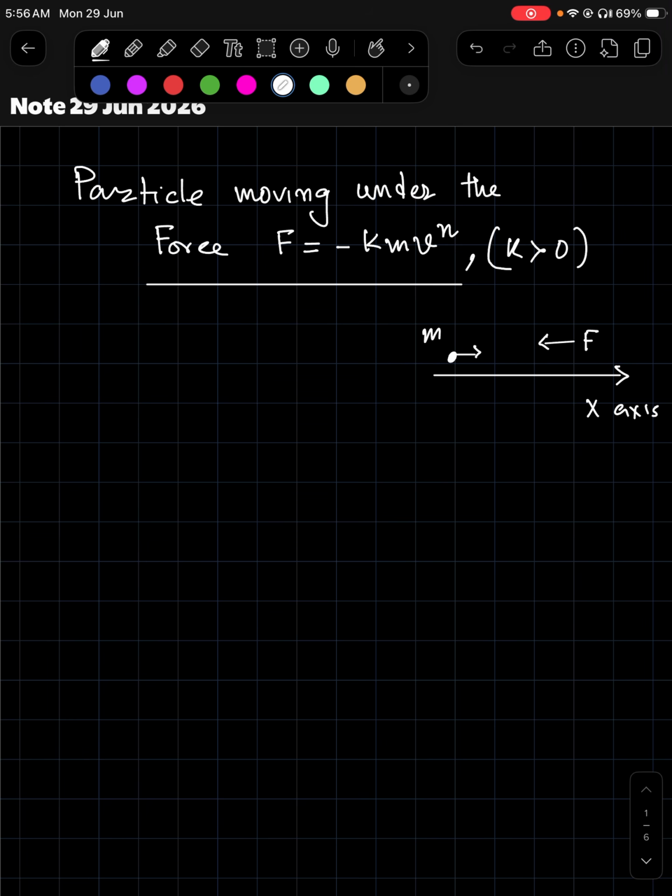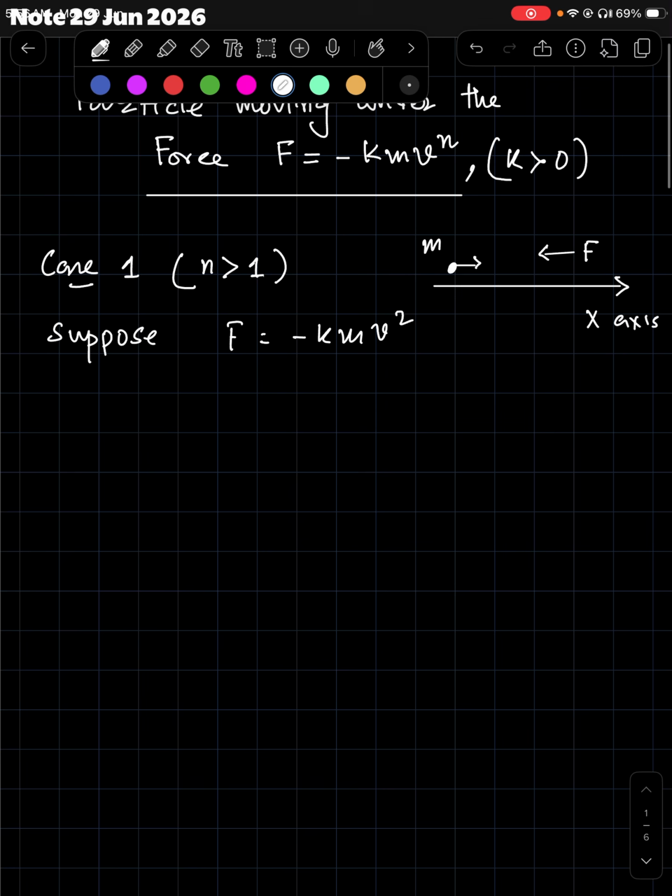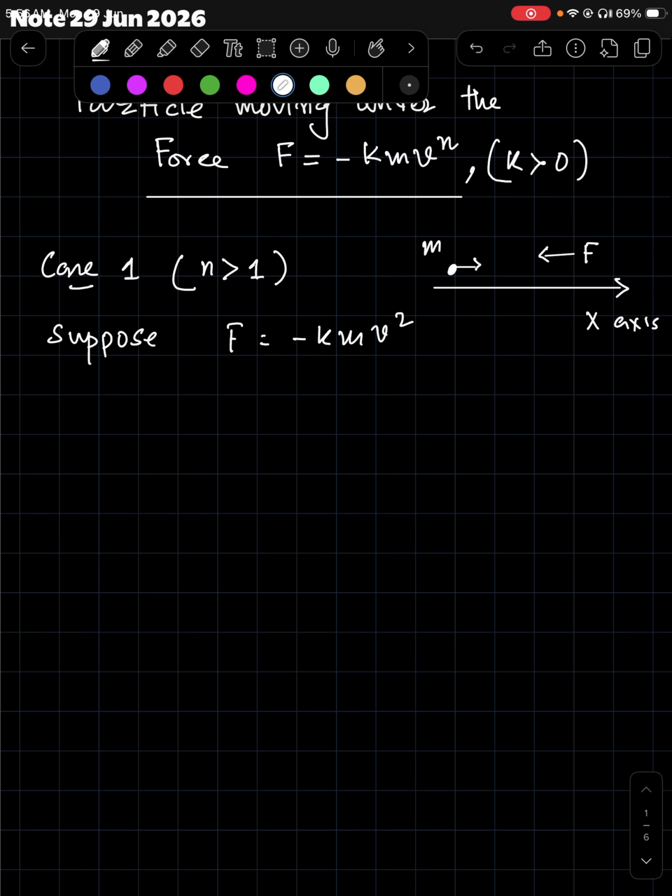So for the first case, case number one, n is greater than one. Suppose the simpler case, F equal to minus k m v squared. So if I apply this, we have to find the instantaneous velocity at any instant of time and the position of the particle at any instant of time.